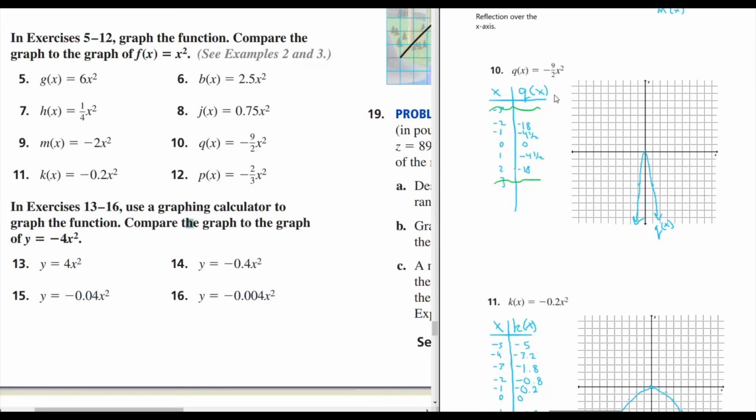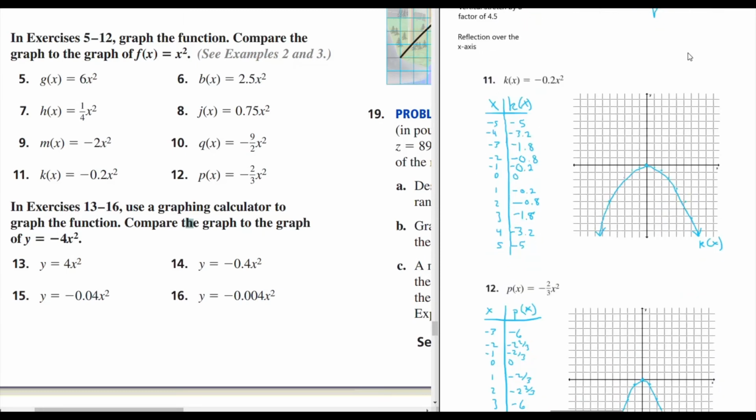So this is a vertical stretch by 9/2, or a vertical stretch by a factor of 4.5. And one more time, it is a positive, because we're 4.5 times the distance from the x-axis as the parent function would be. And then we also have a reflection over the x-axis because our leading coefficient is negative. And that causes it to open down instead of opening up.